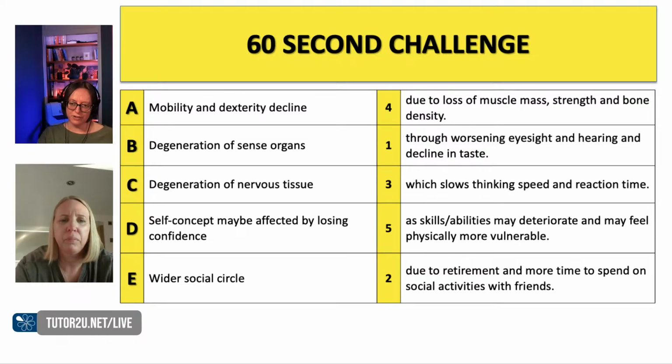And then we've got a positive one, a wider social circle due to retirement and more time to spend on social activities with friends. I think this is a good moment, Lynn, to say that we tend to focus on all the negative stuff in our answers in health and social care. But for our longer answers, so 6 and 10 mark questions, it really helps if you can think of some positives, because that gives the flip side, that gives a balanced argument. Okay. Brilliant.